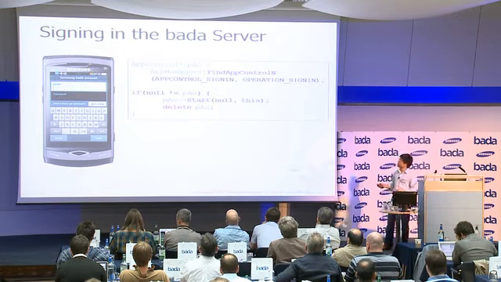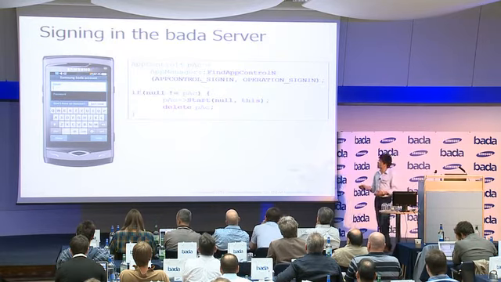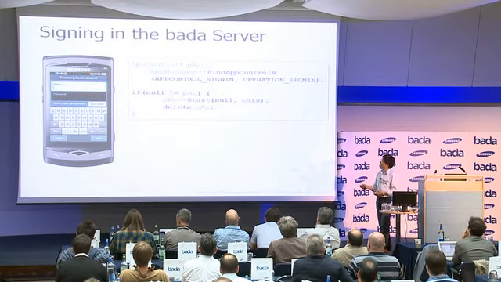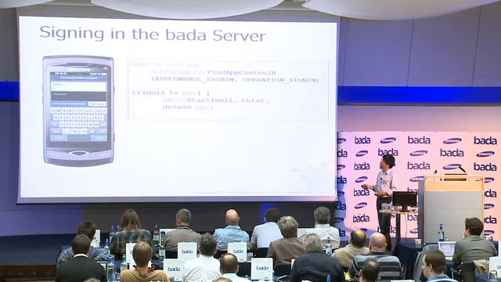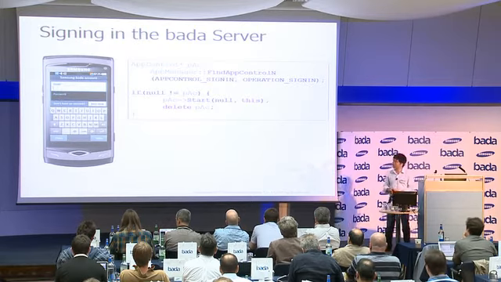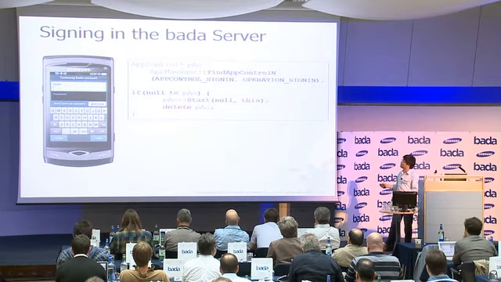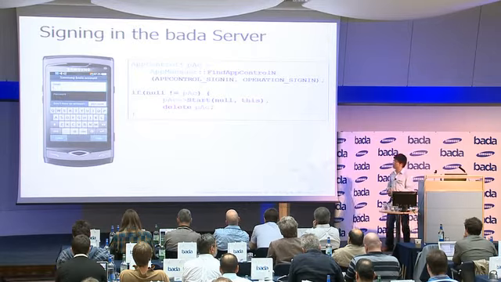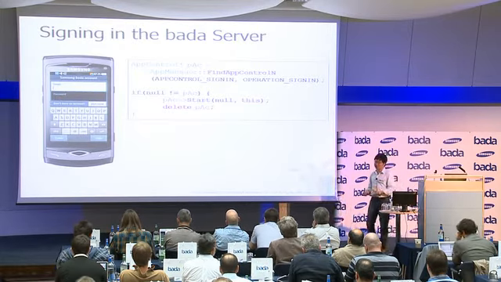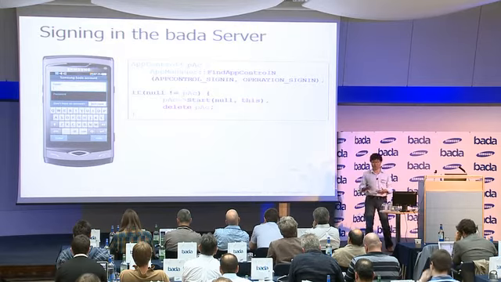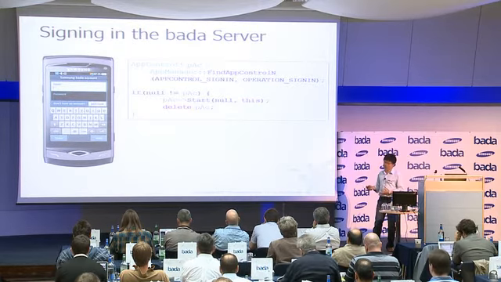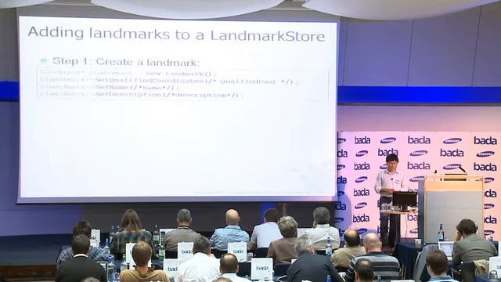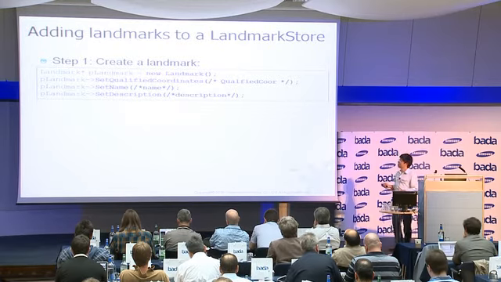So the code here is the code for the sign-in process. Simply, you're trying to find the application control by passing a name. This time, we're using the sign-in control. Then once you get this pointer, you can use the start method from this class. And then, of course, you also want to give a listener class, which will catch the result, whether it's successfully signed in or not. And that's the simple code for the sign-in process. Once this is done, then you can access the server.